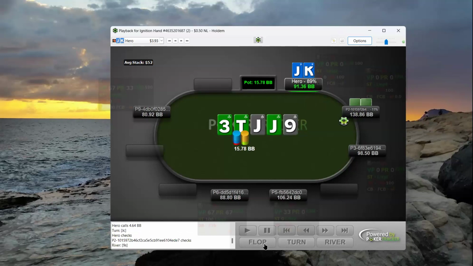So yeah, interesting hand. I mean, he would have checked back a 9, so it would have been the same result. Okay, one big blind.